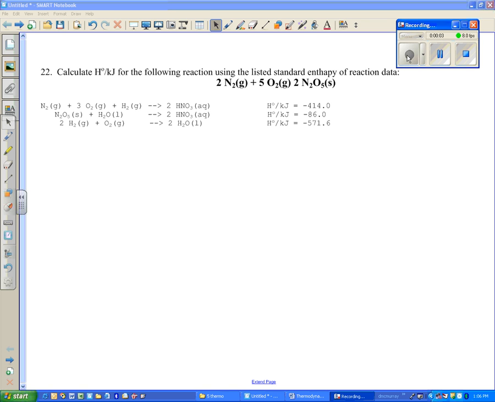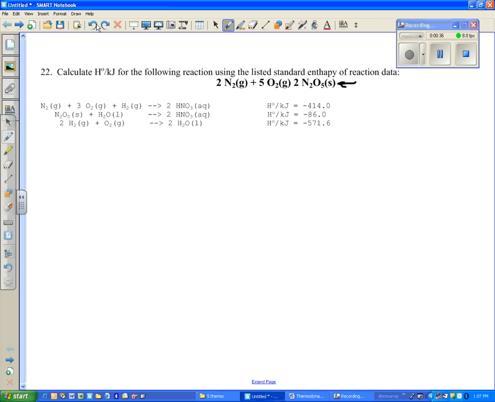I have a great example here for you of Hess's law. It's number 22 off of your homework packet on thermodynamics. What we're going to try to do here is take the equation that's boldified up top and find out the enthalpy of this equation by manipulating the bottom three equations that we have here. We're going to manipulate them by either multiplying them by successive integers or by flipping them back and forth in order to get our target equation.